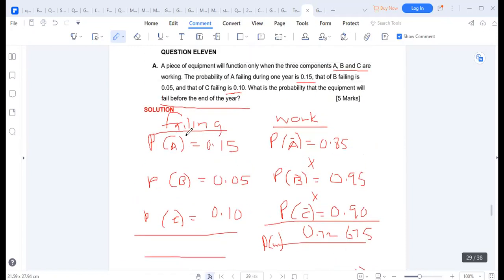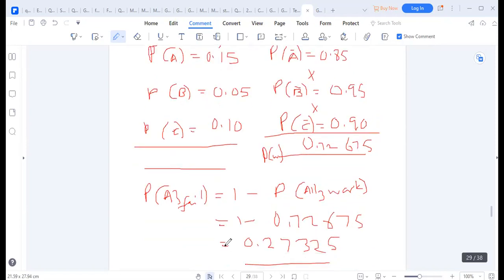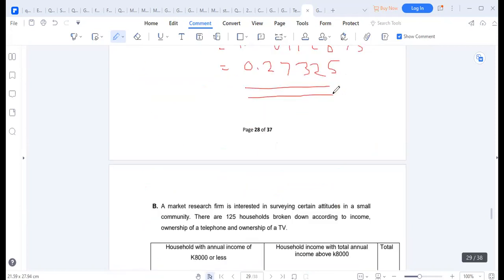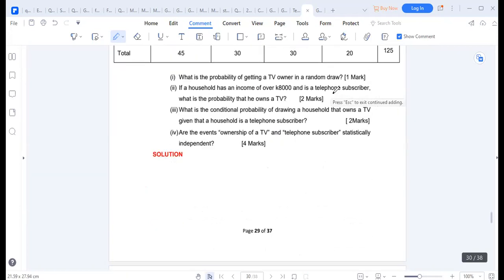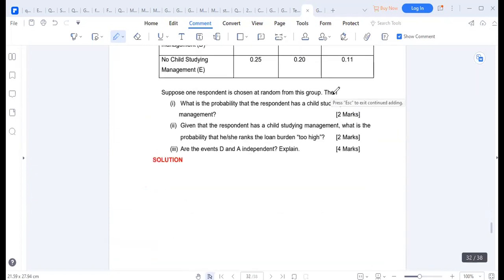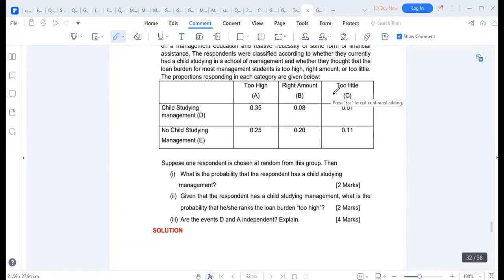So this is failing, working, failing, working, failing, working. Multiply all this, all three are working. Subtract from 1, all three are not working. Why will you bother yourself when he mentioned that the questions are coming already? Okay, we go to some other question that we need to know.